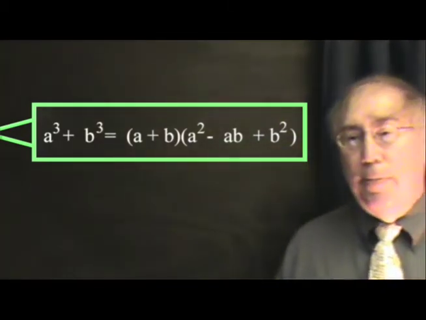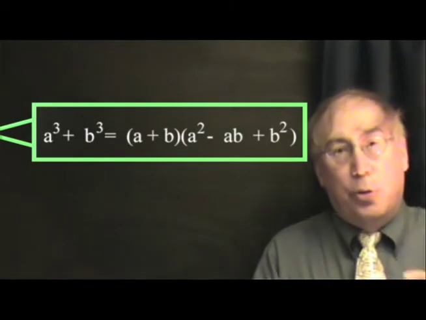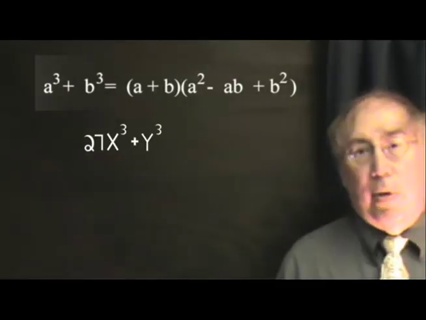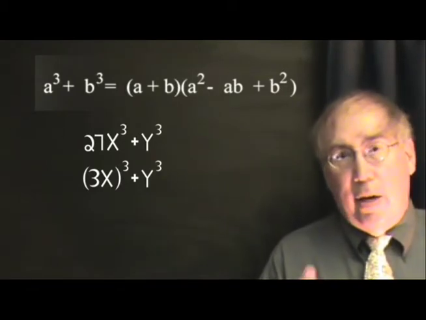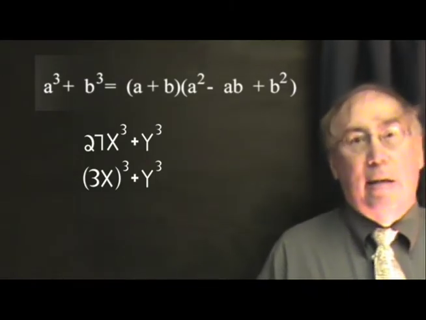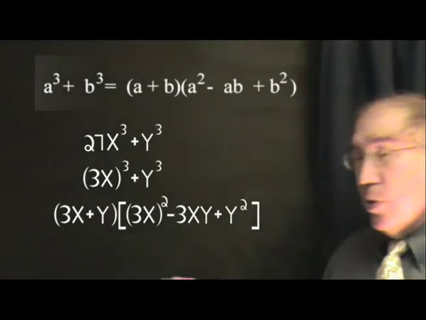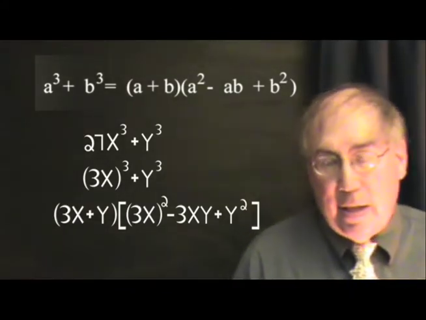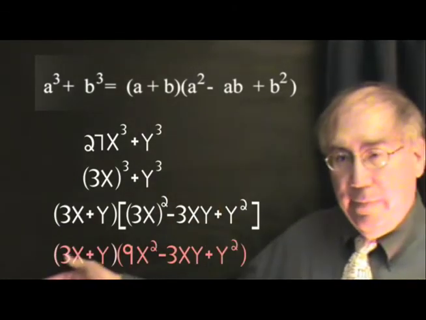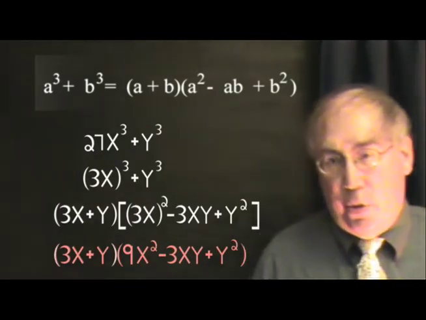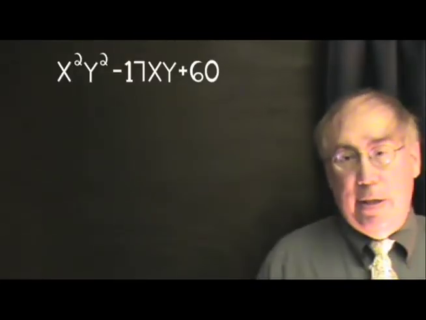Now this next example is adding two cubes together. What will our factors look like in the end here if we have a problem that looks like this? Well, we can take the cube root of each one of those terms, and we find that a will be 3x and b will be y. Substitute those into the right hand side and you get the quantity 3x plus y times the quantity 9x squared minus 3xy plus y squared. So you can learn to recognize some of these.